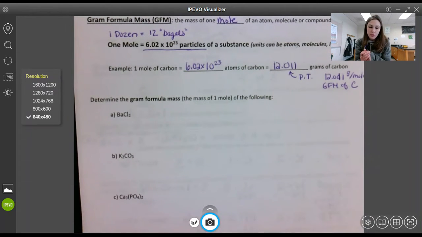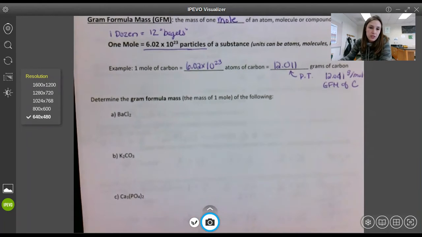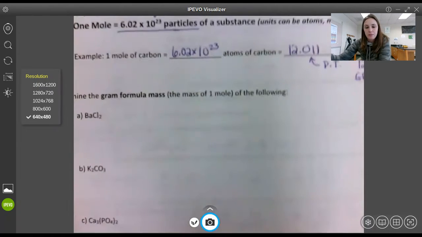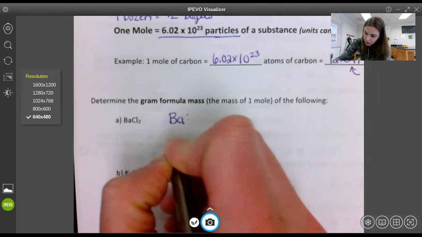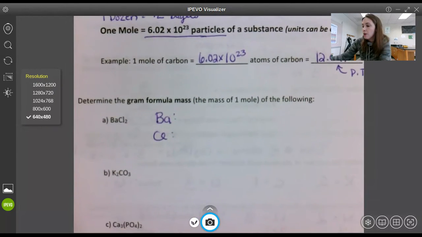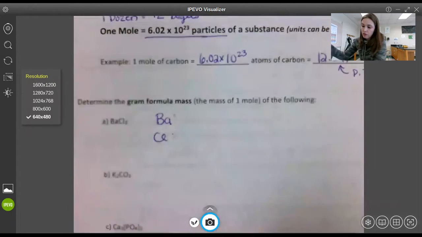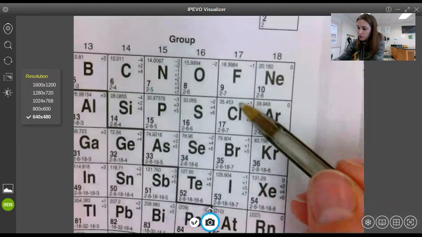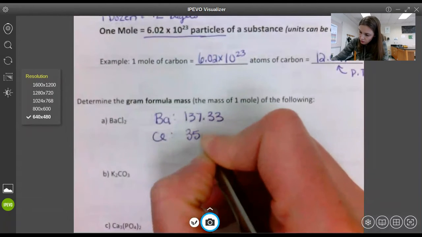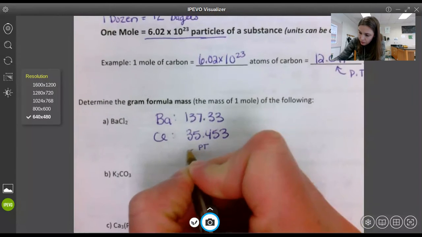So I'm going to do, again, a couple of these with you, have you do a few on your own. Determine the gram formula mass, the mass of 1 mole of each of these compounds. Make sure you have your periodic tables ready to go, and how we're going to add these up. I'm going to be looking at barium chloride. I have 2 elements here, barium and chlorine. First I'm going to look up their GFMs on the periodic table. Barium is right here, 137.33. And chlorine is 35.453. Those are just right off the periodic table.